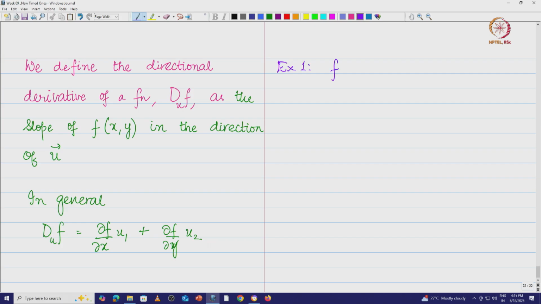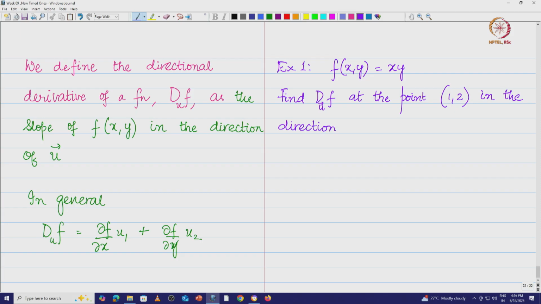Suppose I say f of x comma y is equal to, let us say, xy. So, what are we going to do? We want to find the directional derivative of f in the direction of u at the point, because you are standing at a particular point and then looking at the slope in that direction, let us say 1 comma 2, in the direction of 3 comma 4, the vector 3 comma 4, right. We are going to look in this direction.